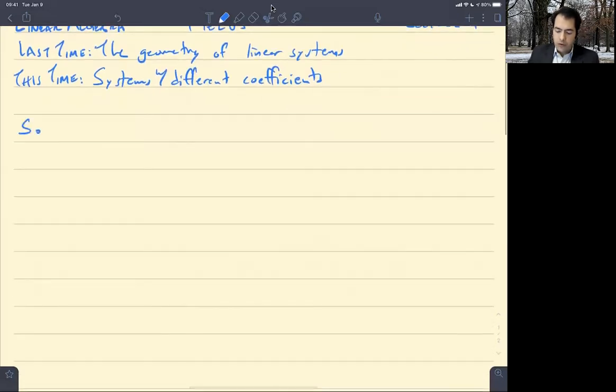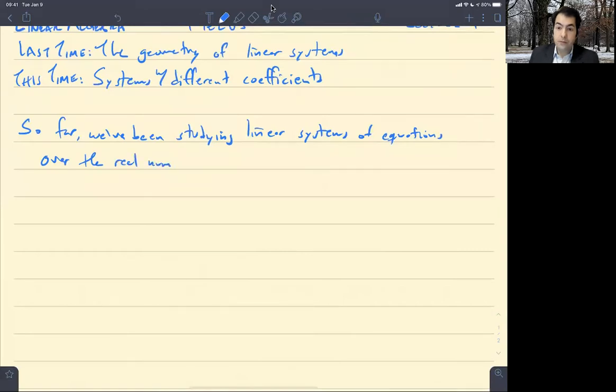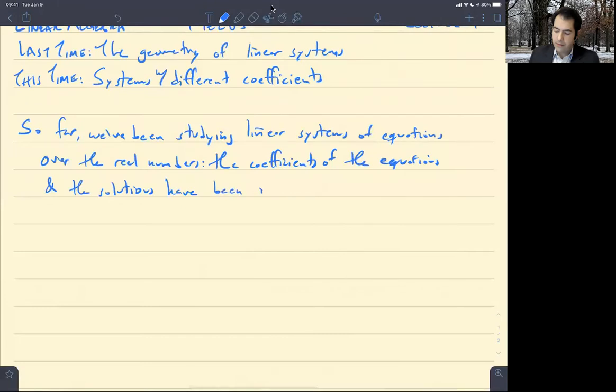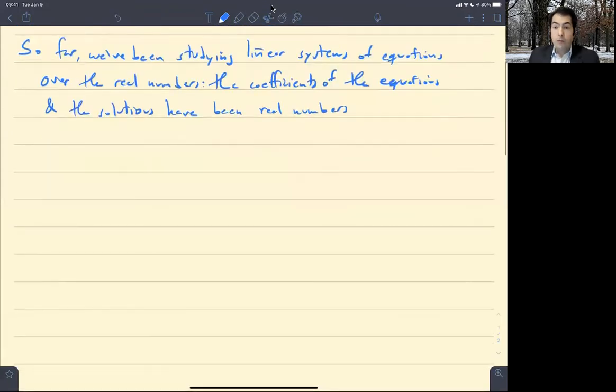Okay, so far, we've been studying linear systems of equations over the real numbers. Right? And when we say that it's over the real numbers, we mean that the coefficients of the equations and the solutions have been real numbers. Okay, but in fact, if you look back, then you can see that actually we haven't even been using a lot of the real numbers.